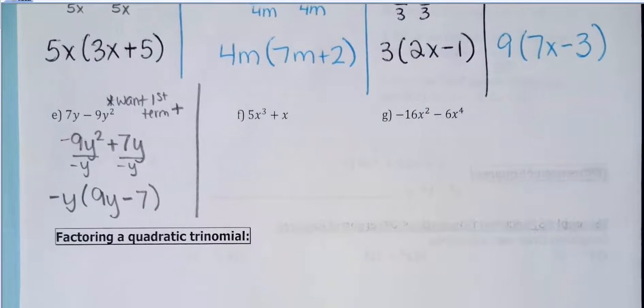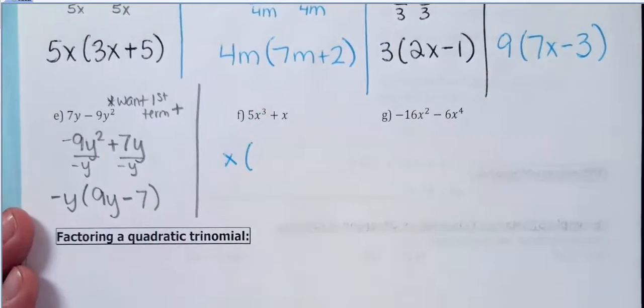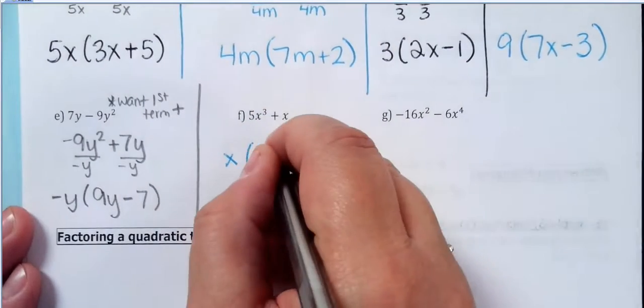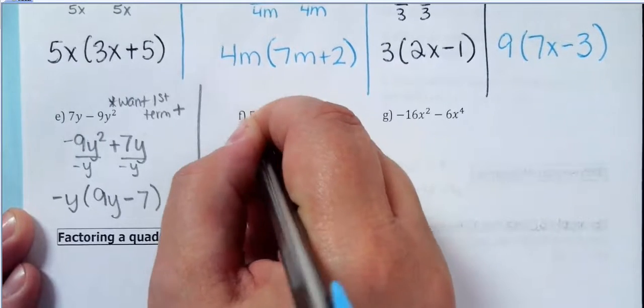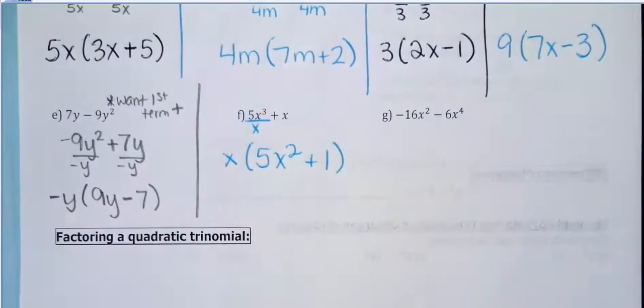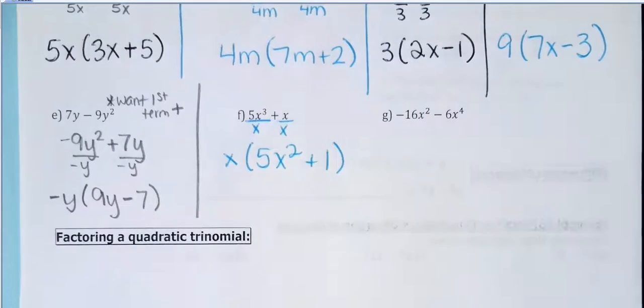Yeah, x. Okay. What would be left if you took out an x? Good. 5x squared plus 1. If you divide this by x, you have three of them. You're taking one out, so you'd have two left. And x divided by x, that's kind of a similar one to one of the ones above there. That would become 1.